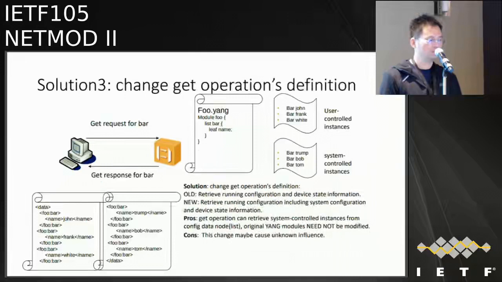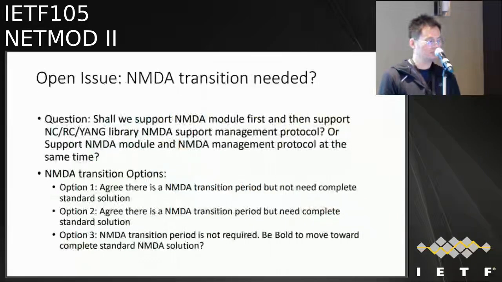The third option is that we can enhance the get operation to allow using the traditional get operation to get system-generated data. But the impact is unimaginable. We think it's possible to address the gap, but we haven't evaluated the influence, and maybe it's very hard to proceed with this. So we propose these three different solutions.